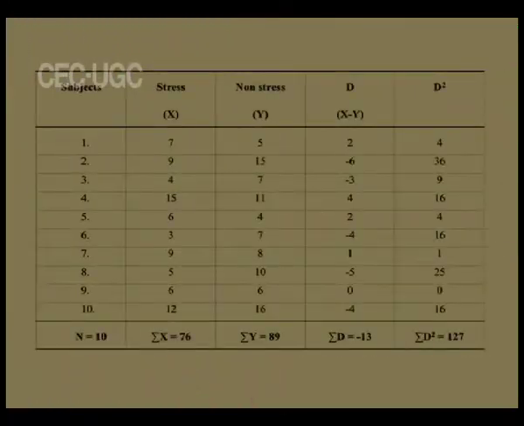To quickly explain the labels for the columns in the table, the first column labeled subjects shows you that there were 10 subjects in this design. The second column, stress, given by the capital X letter, shows you the scores of the 10 subjects on the mathematical test in the stress condition. The third column labeled non-stress, denoted by the symbol capital Y, shows you the scores of the same subjects on the repeated mathematical test under the non-stress condition.